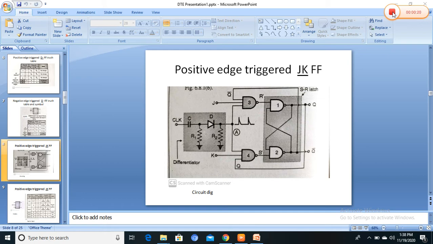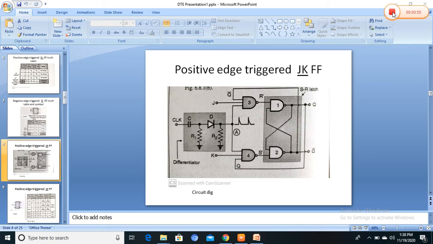The clock signal is a train of rectangular square pulses. It is passed to the differentiator circuit, C and R1, and there is one rectifier, diode D and R2, to obtain only the positive spikes at the point A. So we get the clock in the form of positive spikes at point A.